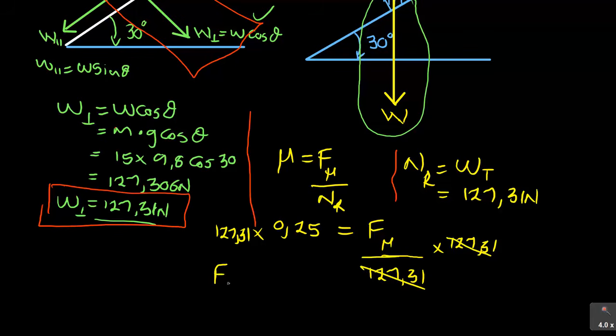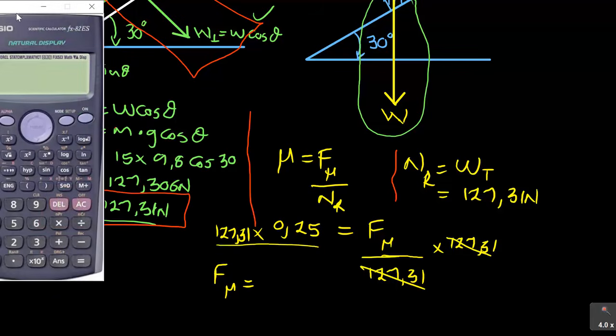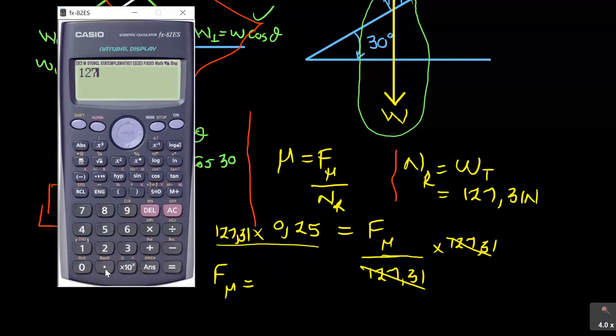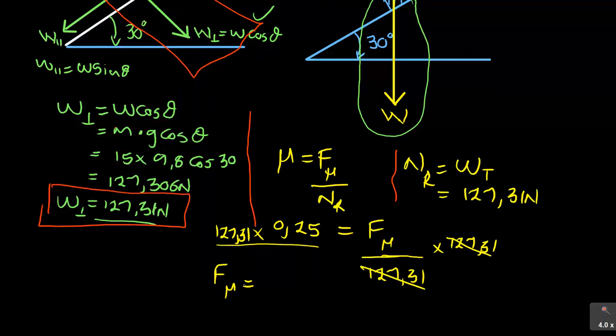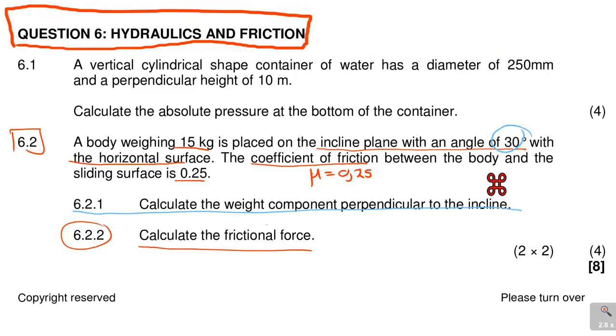So your F mu will be equal to 127.31 times 0.25, and the answer there will be 31.8275, which in two decimal places is 31.83. And remember, you always need to leave your units, and in this case it is newtons. So guys, this is how you can solve such questions that deal with friction.